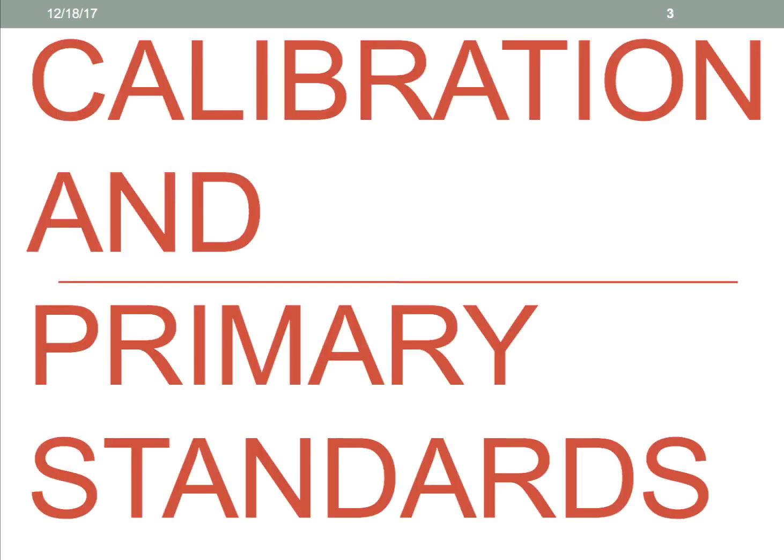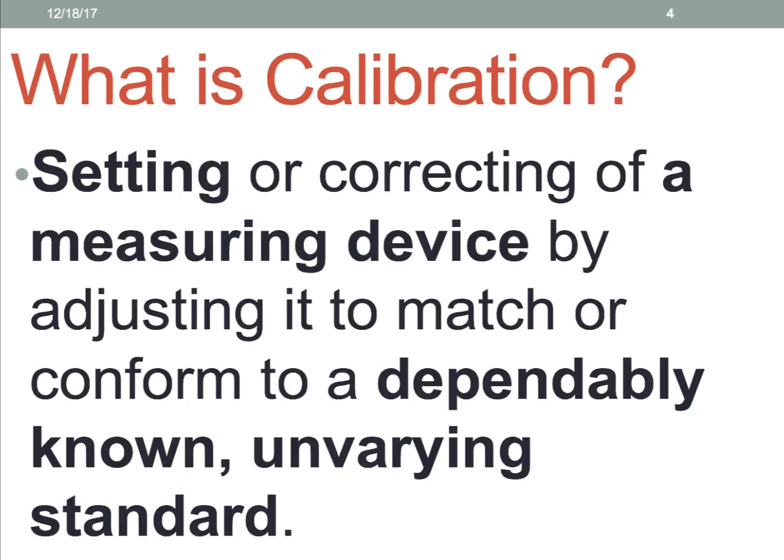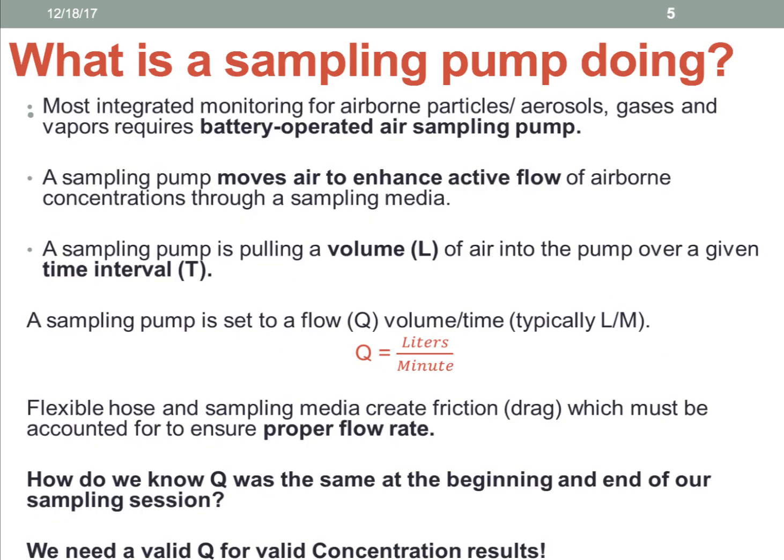Calibration and primary standards. So what is calibration? Well, calibration is setting or correcting of a measuring device, and for us we'll be using a sampling pump of some type, by adjusting it to match or conform to a dependably known, unvarying standard. So that's what calibration is.